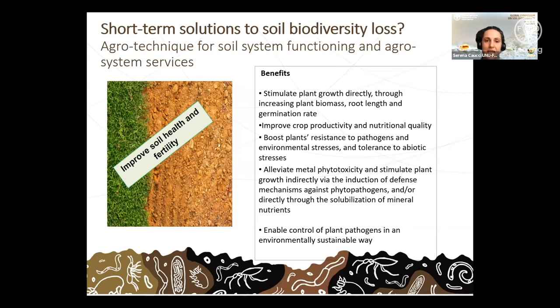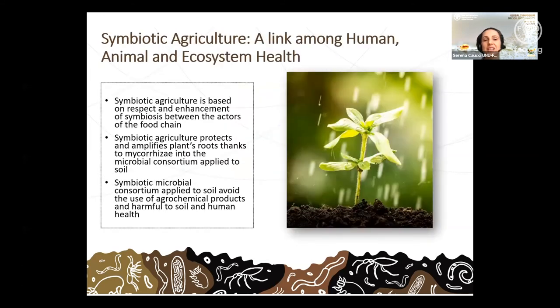Therefore, the benefits are many, and I would say that this type of agriculture-based sustainable practice can have further application. At the moment, it has been applied to different types of crops, and it has also shown a lot of positive impact on soil resilience and in alleviating phytotoxicity in plants, as well as enabling control of plant pathogens in the soil. So I would say that this is a potential benefit for putting soil biodiversity into action.